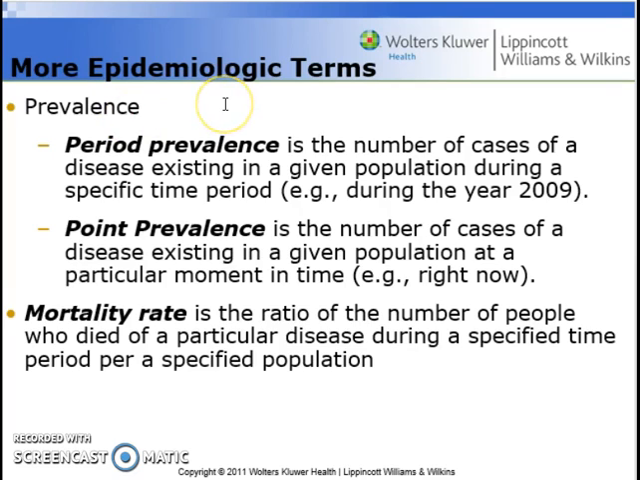Going back to more epidemiological terms, we have period prevalence and point prevalence, as well as mortality rate.